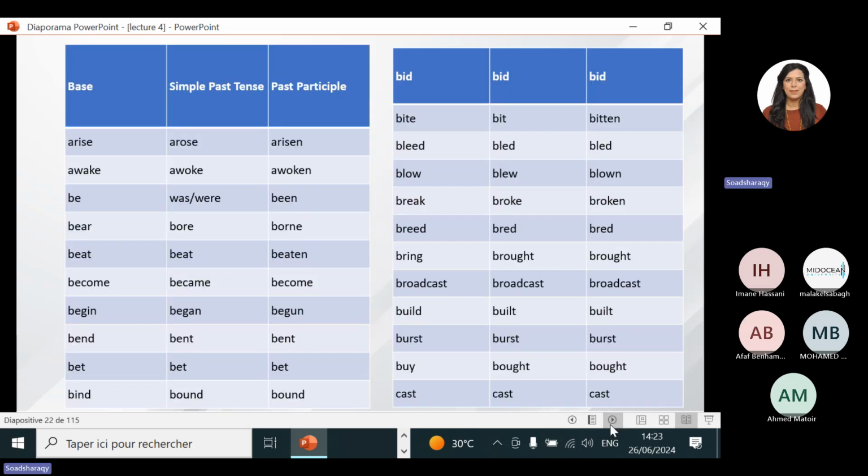As you see here, you have the list of irregular verbs. You have examples here of more irregular verbs. As I said, you should learn the list of irregular verbs by heart in order to speak English correctly. It's important to learn them by heart.